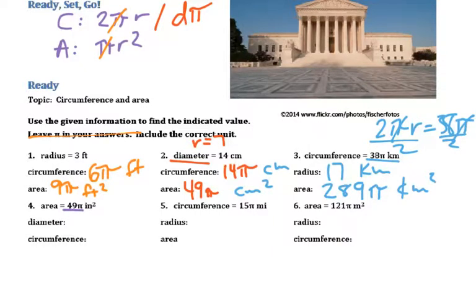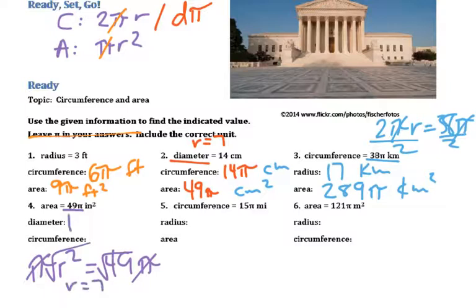So next one. The area is 49 pi. So I'd go pi r squared equals 49 pi. So those cancel, then we just take the square root of it. So the radius would be 7, so the diameter would be 14. Hopefully you noticed that right there. So the circumference would be the same circumference, 14 pi. Almost doubled it there.